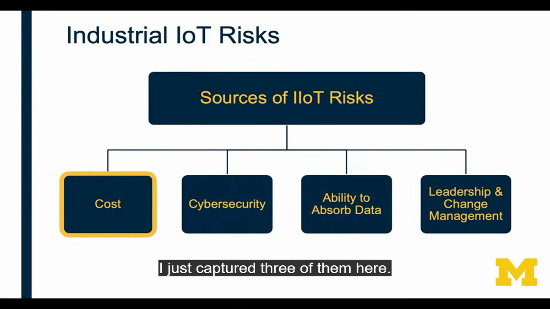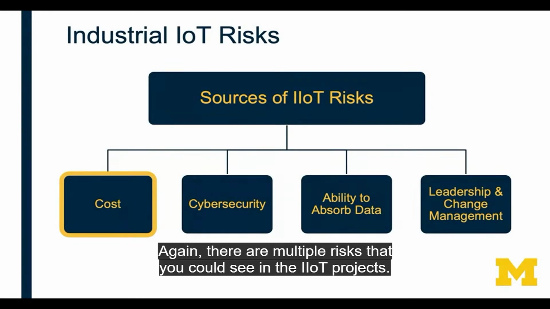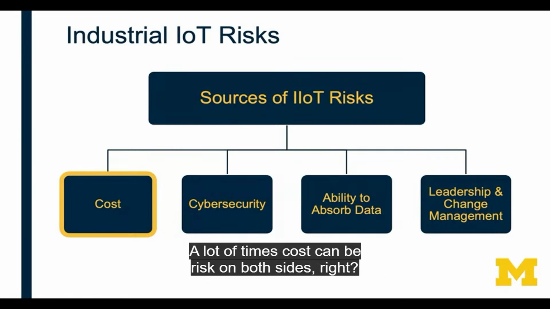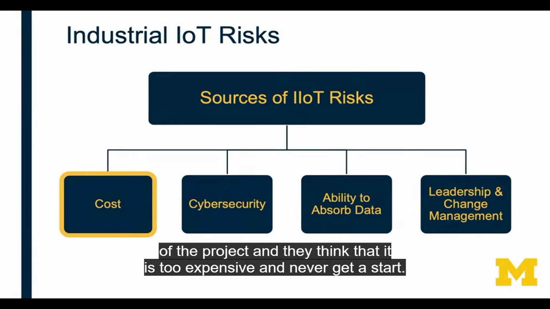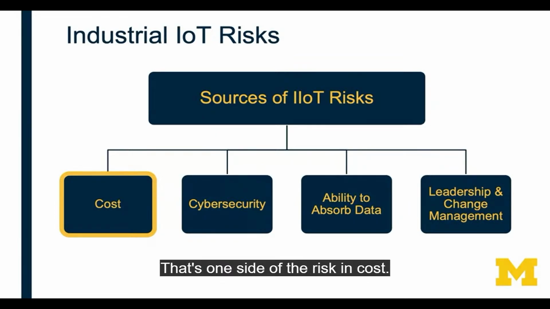There are many more. I just captured three of them here. Now let's go to risks. Again, there are multiple risks that you could see in IoT projects. First, I'll start with cost. A lot of times, cost can be a risk on both sides. Sometimes companies are overwhelmed by the complexity of the project, and they think it's too expensive and never get a start. That's one side of the risk in cost.